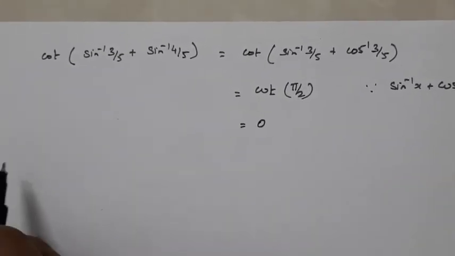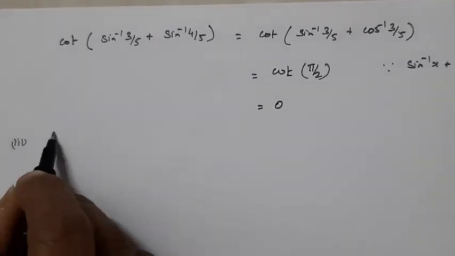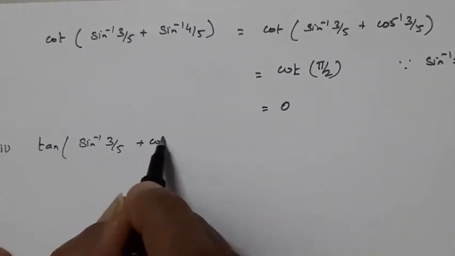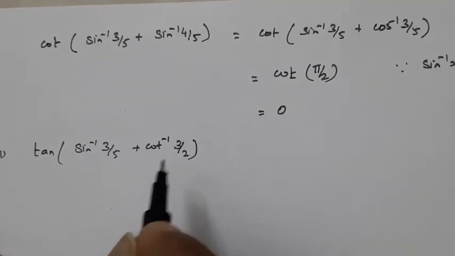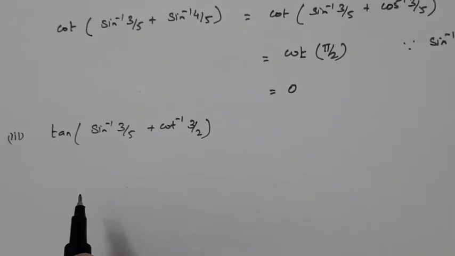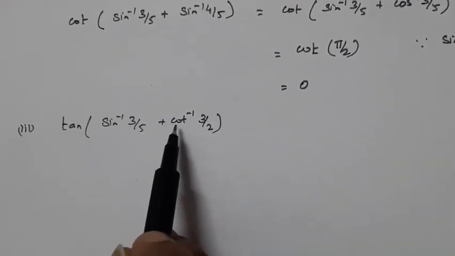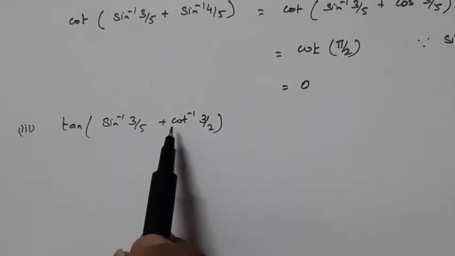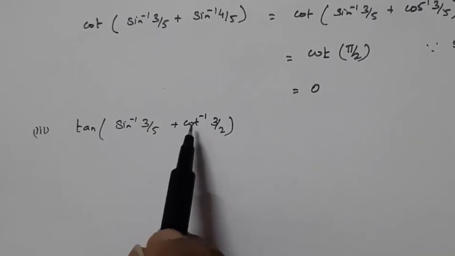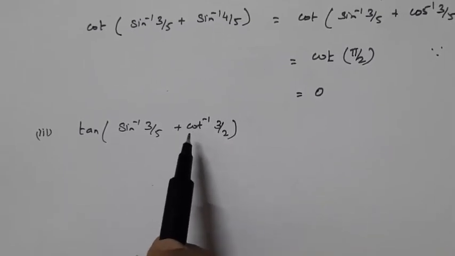Right. Now let us do the third subdivision. What is the third one? Tan of sin inverse of 3 by 5 plus cot inverse of 3 by 2. In the previous one we had a sin inverse, so we checked whether that sin inverse can be expressed as cos inverse by constructing the triangle. But here it is somewhat different, a cot inverse. There is no relation connecting sin and cot, right? So let us do this by another method.